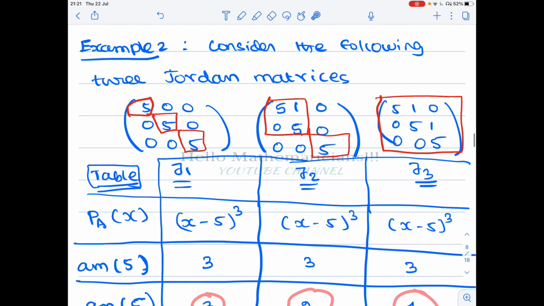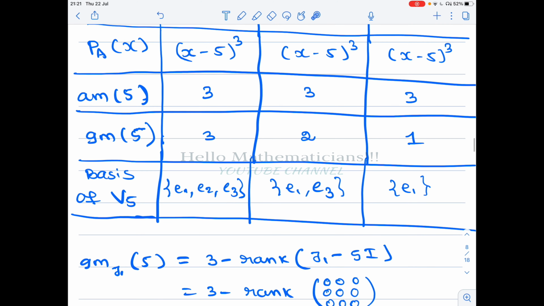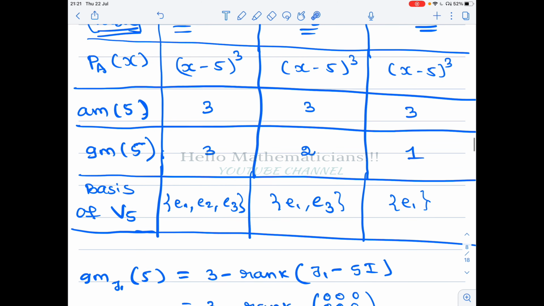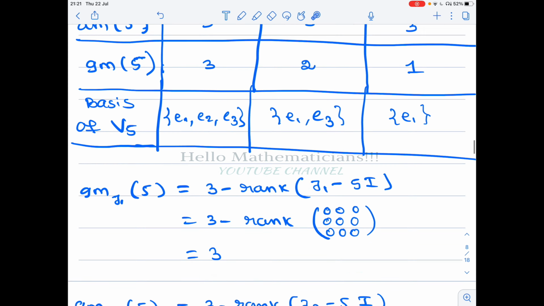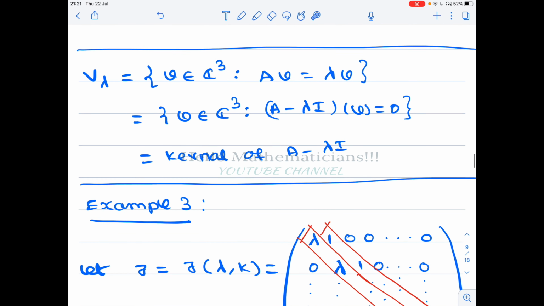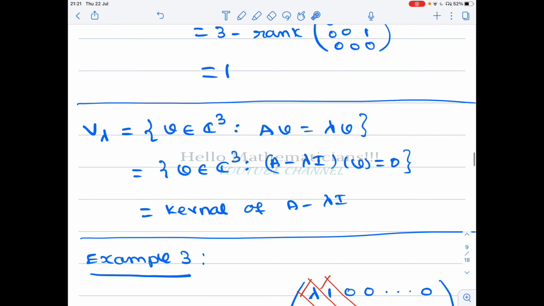Now we want to know the basis of the eigenspace. The geometric multiplicity is nothing but the dimension of the eigenspace corresponding to the eigenvalue 5, so you can find a basis consisting of that many vectors. Let's calculate the basis. V lambda is equal to the set of all V belonging to C cubed such that AV equals lambda V.